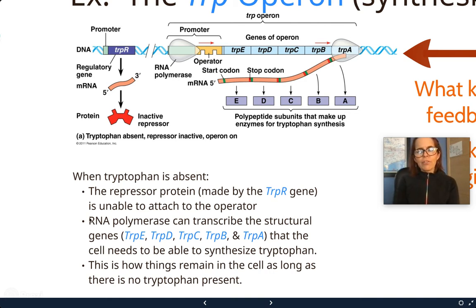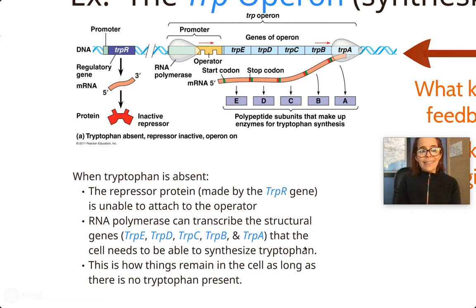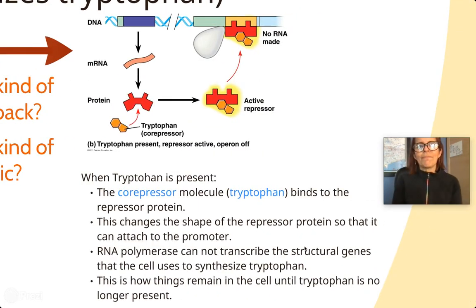The repressor protein is unable to attach to the operator. RNA polymerase, our CAR, can transcribe the genes that the cell needs to be able to synthesize tryptophan. So the whole thing is on. This is how things remain in the cell as long as there's no tryptophan present.